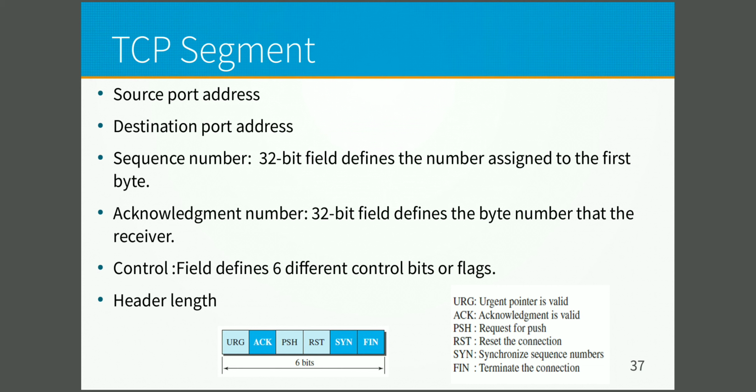Then the third bit indicates a request for push. The fourth bit indicates resetting the connection. The fifth bit, SYN, is used to synchronize sequence numbers, and the last bit, FIN, is used to terminate the connection. At this point, we will not discuss too much into these flags. Later, as we understand the working of TCP, the significance of each bit becomes well known.